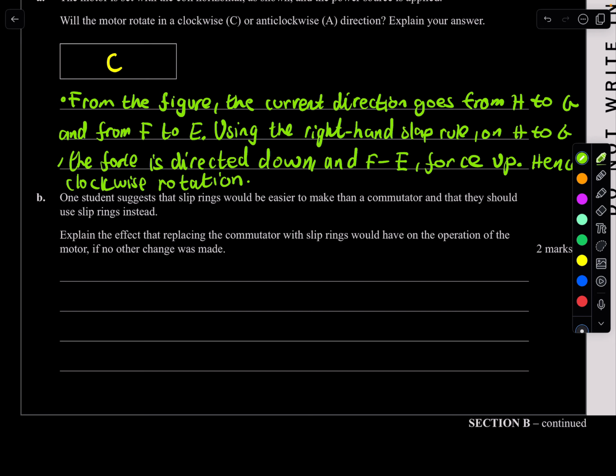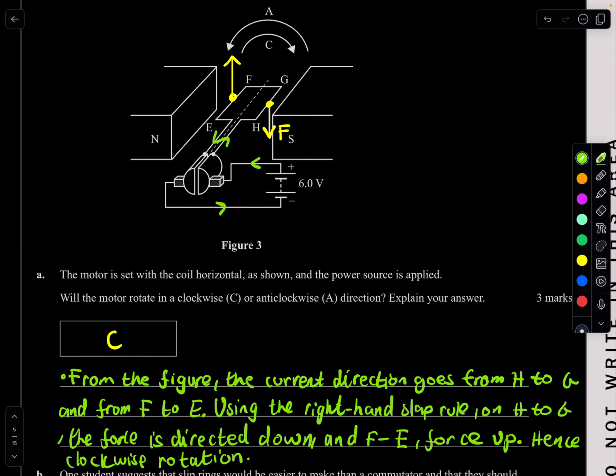So let's really understand what happens when you put a slip ring. What a commutator does, it reverses the direction every 180 degree turn, every half turn, and so it keeps the rotation in the same direction. But when you replace it with a slip ring, this is where a problem happens. So let's really look at this.